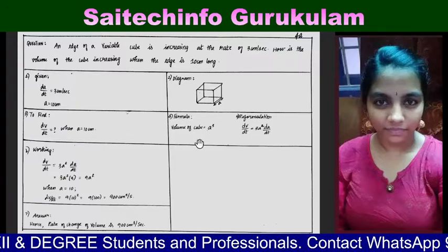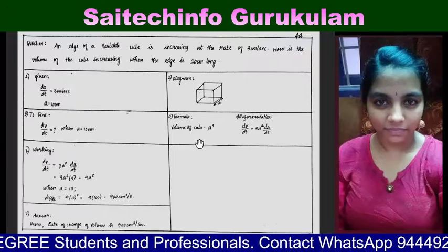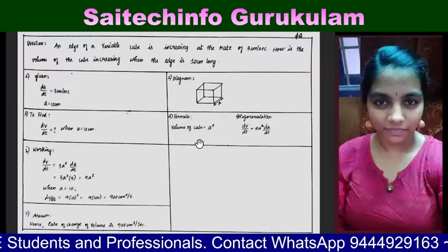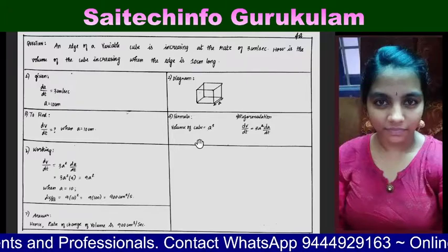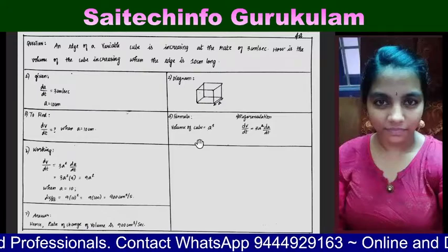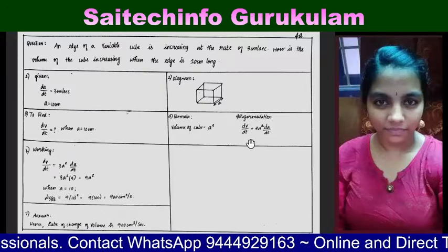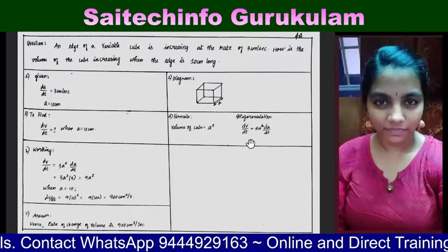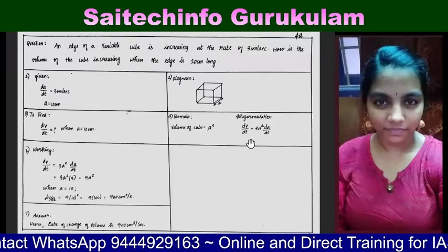Formula: volume of a cube is equal to a cube. So I have done a reformulation, that is, I have done a differentiation. dV by dt is equal to 3a square da by dt. So with the reformulated formula, I have proceeded with the workings.